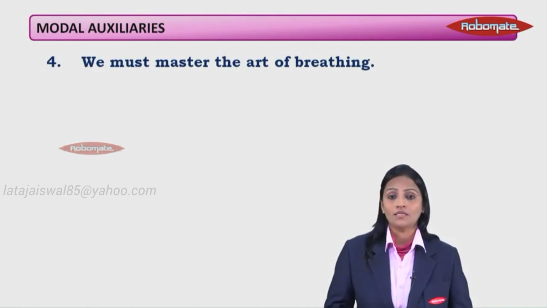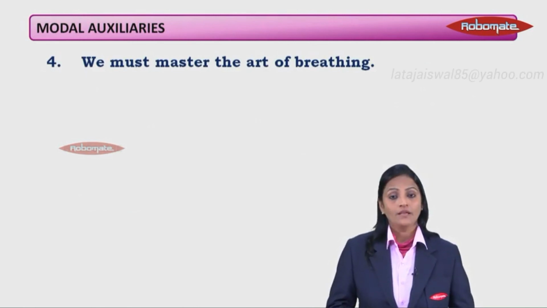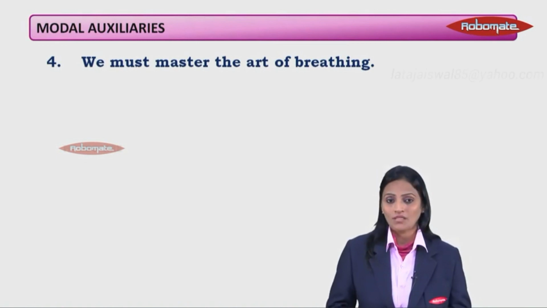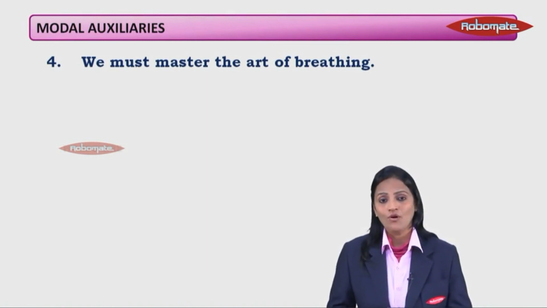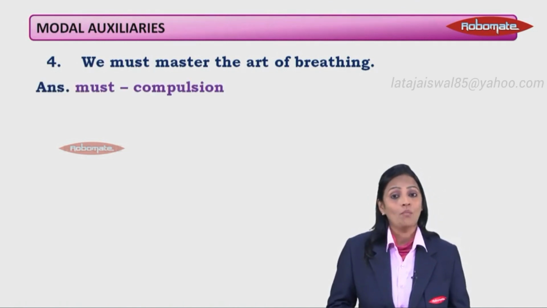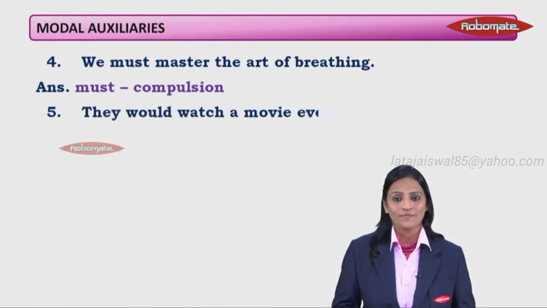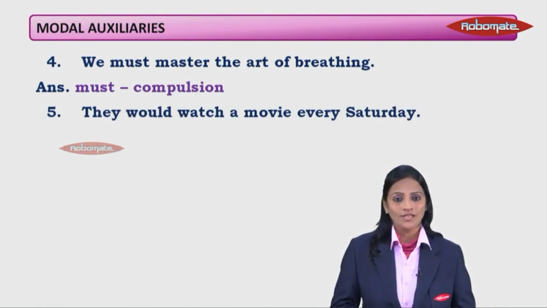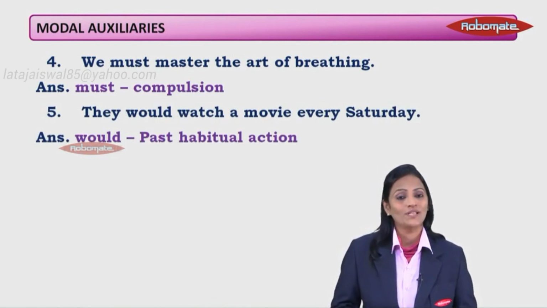We must master the art of breathing. Now here the modal auxiliary is must, and remember I said, students, must, either compulsion or conjecture or guess. We're not guessing anything. We're making something compulsory. So must becomes compulsion. They would watch a movie every Saturday. Would. Here, past habitual action.